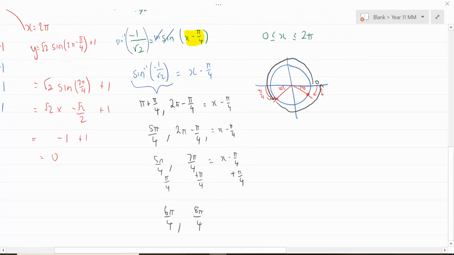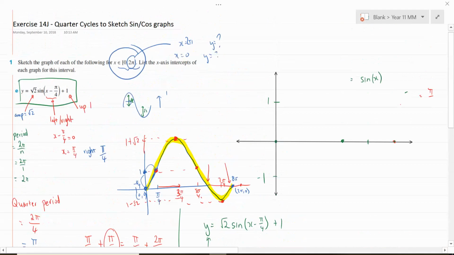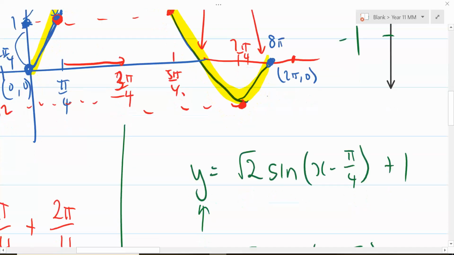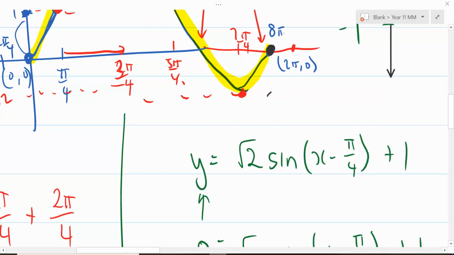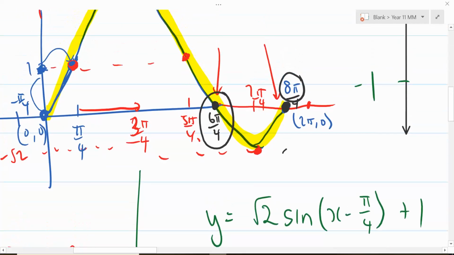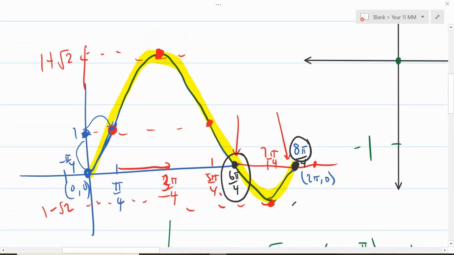And so that's why I know, looking back at our graph, let's go back to our graph. We already had one of the x-axis intercepts. We had 8 pi on 4. And we're also missing this point here, which is 6 pi on 4. Okay? Now there is a small hiccup. I wonder if you guys picked up the hiccup. This is why I meant you have to trial and error.